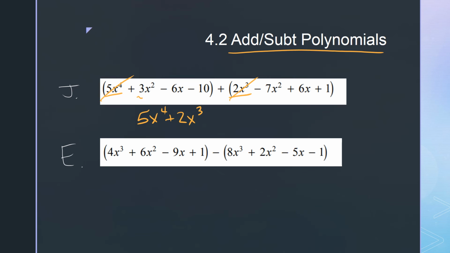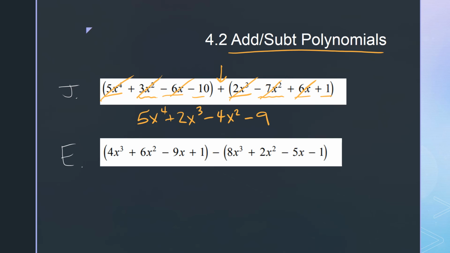Now my x squares, I have a 3x squared and I have a negative 7, and mind you, I'm adding these two things. So 3 and negative 7, which is negative 4x squared, and then I can cross those off. I'm done with them. Now I'm going to move to my x's. I have a negative 6 and positive 6, which are going to cancel out and give me 0. And now I have negative 10 and positive 1, which is negative 9. So this would be the addition of these two polynomials.